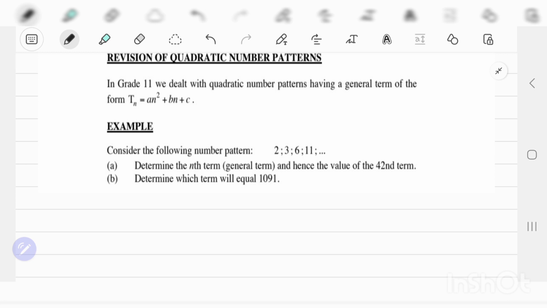So today, people, I'll be focusing on number patterns, but specifically on quadratic number patterns, because of the feedback from the students that we are helping out. We realized that they are really struggling to understand this type of number pattern. So I'll be going through some questions, but let me first do an overview.